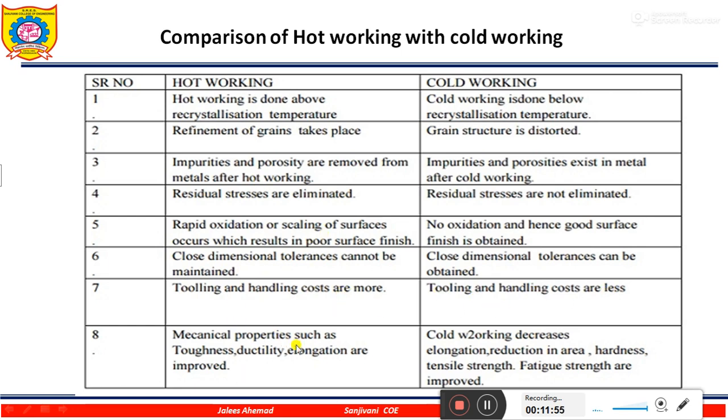Okay. Mechanical properties such as toughness, ductility, and elongation are improved in hot working. Cold working decreases elongation, reduction in area, hardness, and tensile strength.